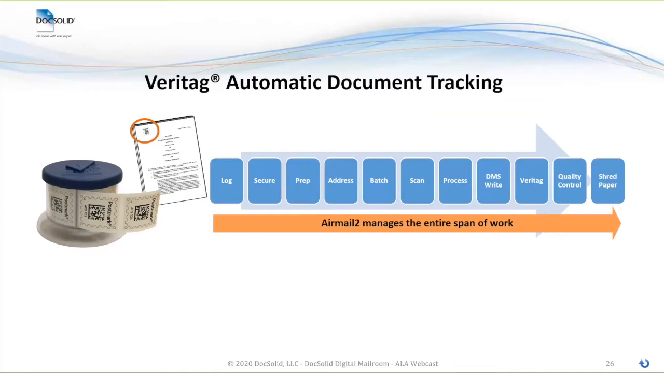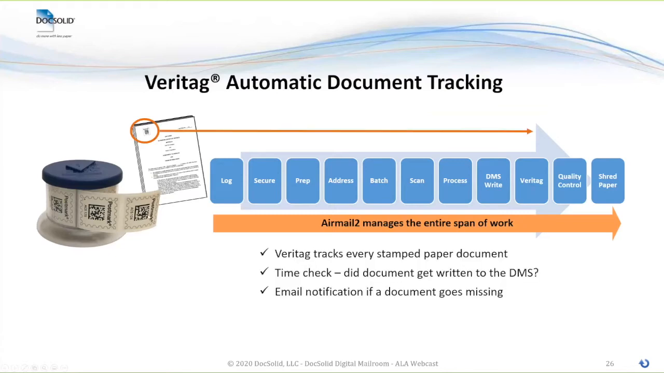Fundamental to that is our Veritag automatic document tracking system. From the first point that you run our software and put a stamp on a paper document, we know that document is in the house. And we're going to track that document in paper and then as an image all the way through the process. If a document doesn't exit the process in a given period of time, we will report on that automatically. We'll say this document went missing. You need to go find it.